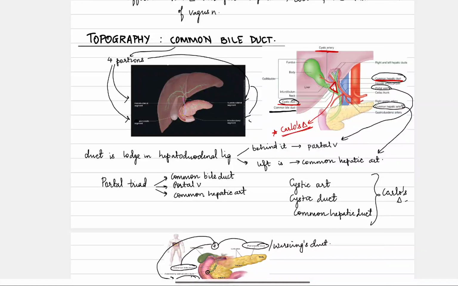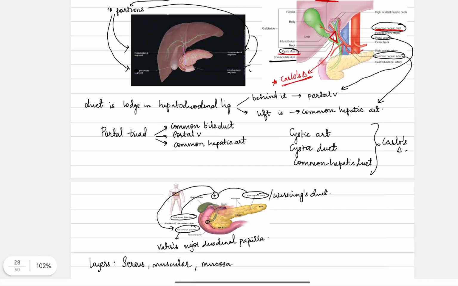Now, topography: it is lodged in the hepatoduodenal ligament. Behind it there is portal vein, and to the left is common hepatic artery. Now, the common bile duct, portal vein and common hepatic artery form the portal triad. What forms the portal triad? Common bile duct, portal vein and common hepatic artery.